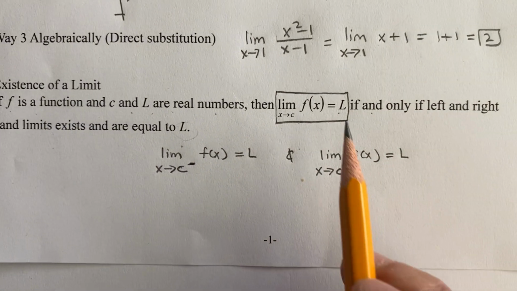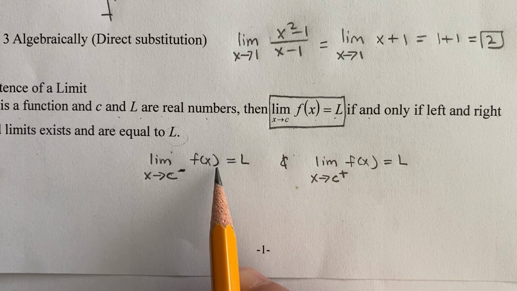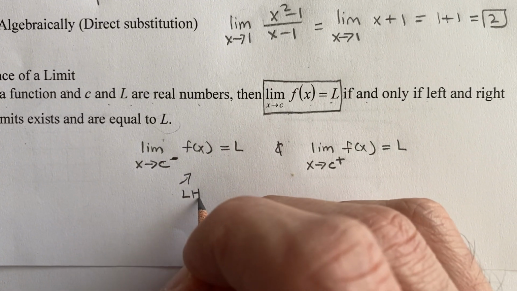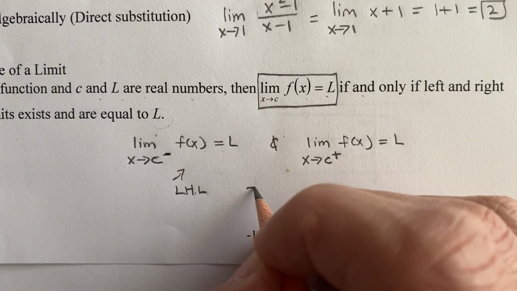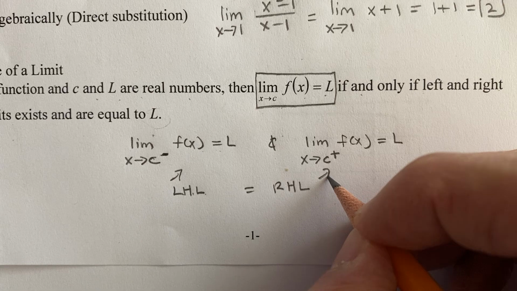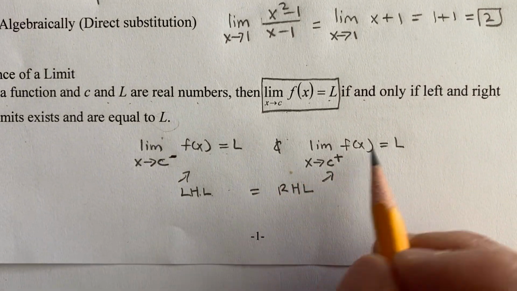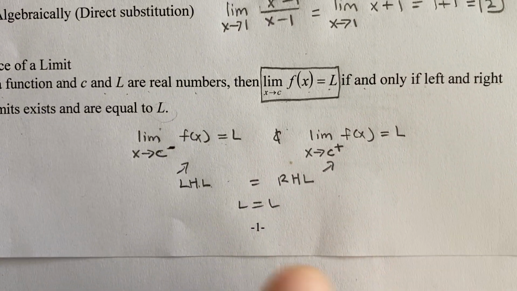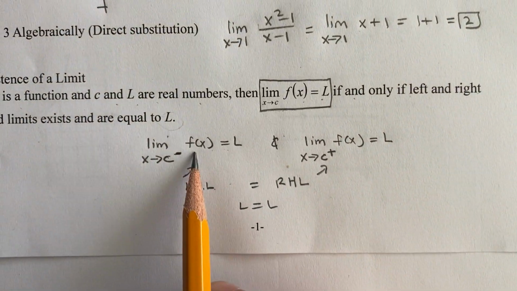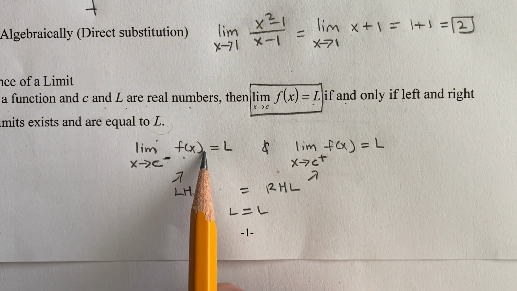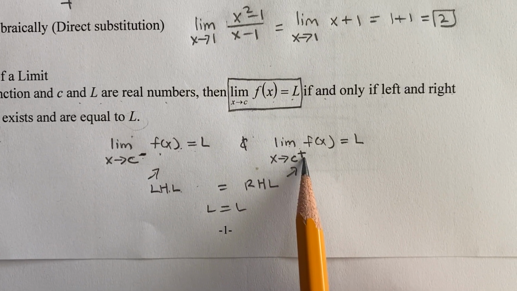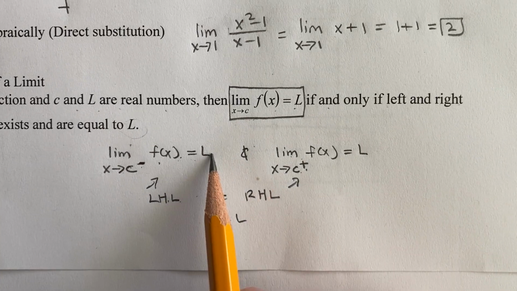So in order for the limit to exist, this value right here, the left-hand limit, we'll call it LHL, has to equal the RHL, and this is your right-hand limit. They both have to equal the same number, whatever L is. Again, this is your left-hand limit as x approaches c from the left, and this is your right-hand limit as x approaches c from the right. Both these numbers have to be the same for it to exist.